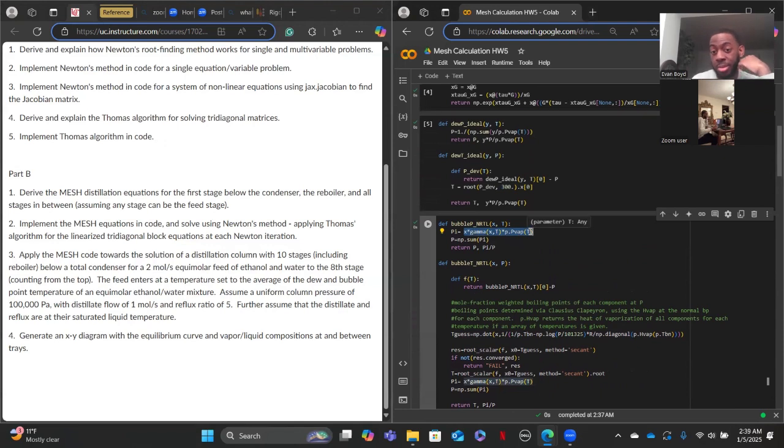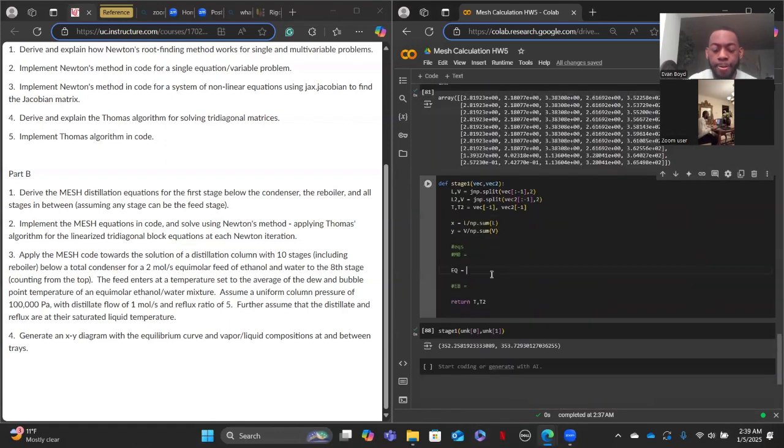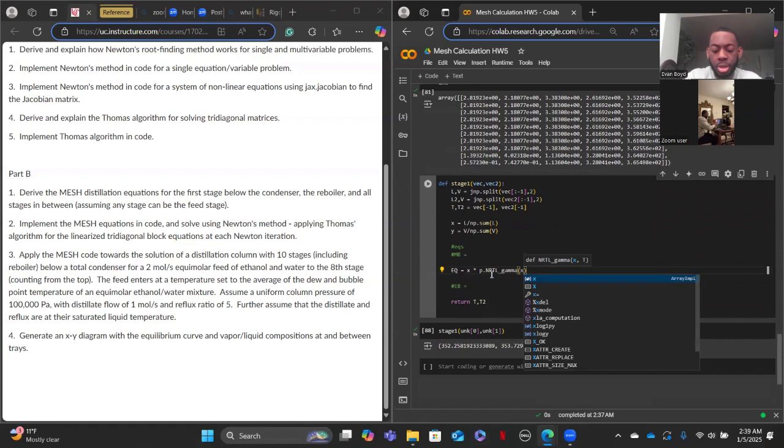It's the same concept that we use for finding our bubble and dew points in NRTL. It's just our liquid composition times our gamma times our saturated pressure or vapor pressure, and we know that's equal to our vapor composition times our actual pressure. Okay, so let's just write that down now. So we have X times our, this would be P dot NRTL of gamma with respect to liquid and temperatures.